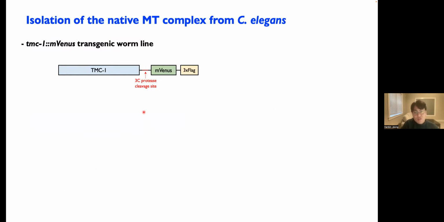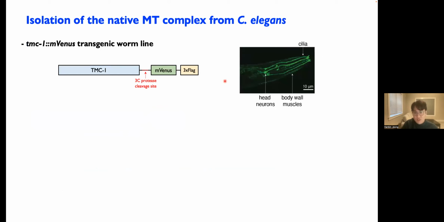So we made a transgenic worm line, which has a fluorescence tag and an affinity tag on the end of the TMC1 gene so that it can express TMC1 endogenously. And this is a head neuron of the transgenic worm. And as you can see, it expressed well.